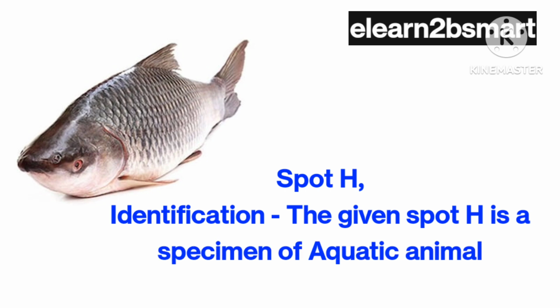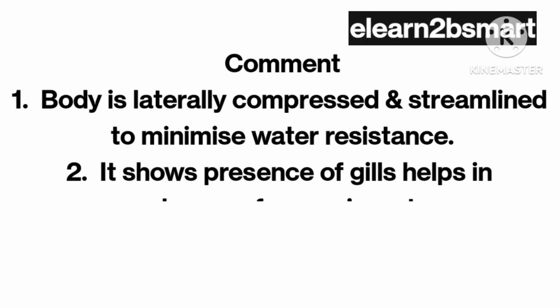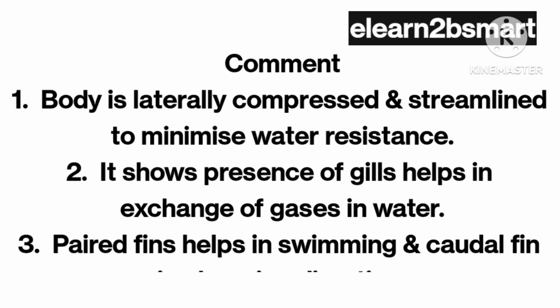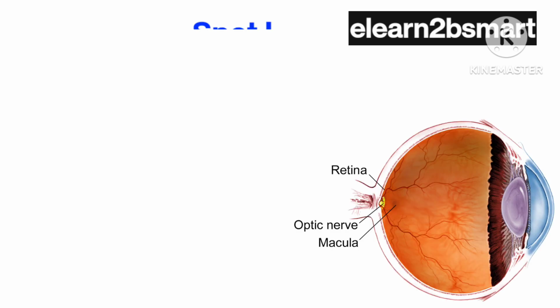Spot H. Identification. The given spot H is a specimen of the aquatic animal rohu. Comment 1. The body is laterally compressed and streamlined to minimize water resistance. 2. It shows the presence of gills, which help in exchange of gases in water. 3. Paired fins help in swimming and the caudal fin helps in changing direction.